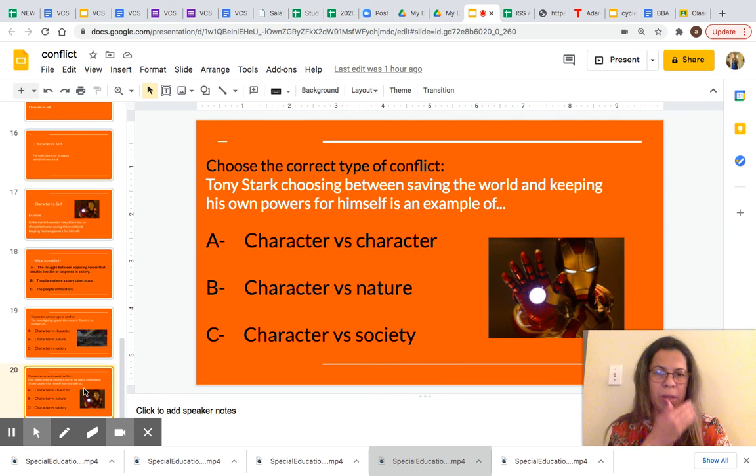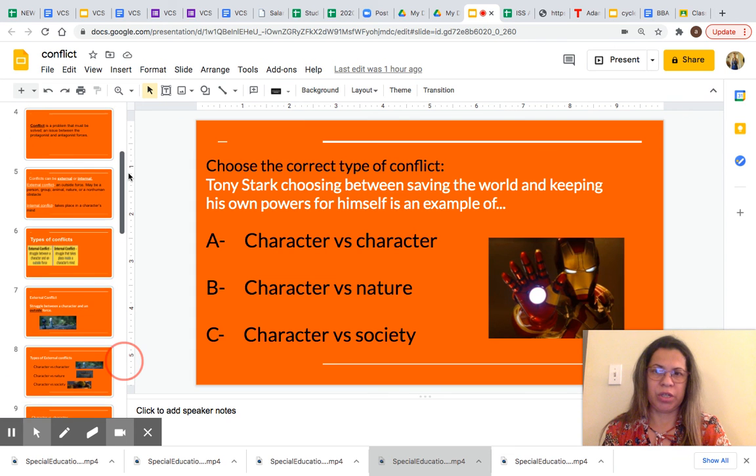And now we are going to do the last one. And I am going to read the answers to you, all the choices, and you are going to choose the correct one. And you are going to do it by pointing to the correct answer or telling or showing someone next to you. Choose the correct type of conflict. Tony Stark choosing between saving the world and keeping his own powers for himself is an example of A, character versus character. B, character versus nature. Or C, character versus society. You can pause this video now and choose the correct answer.